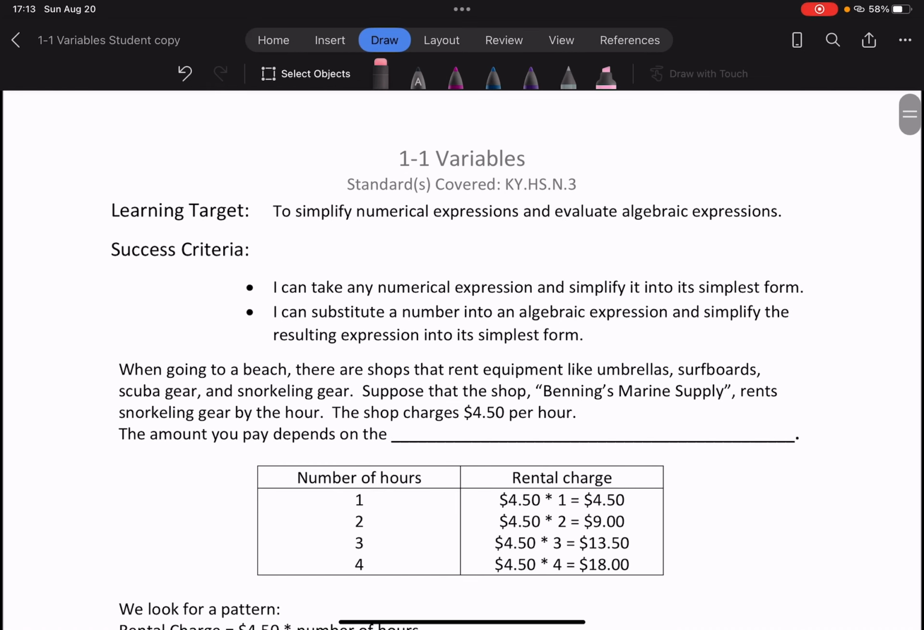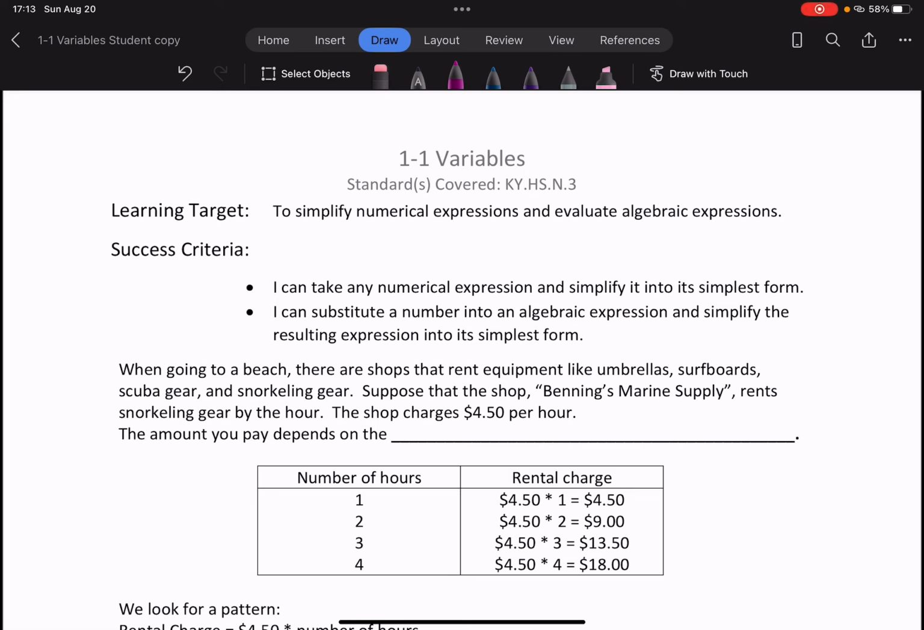Starting off our first section on variables. So, we're going to start to look at simplifying numerical expressions as our learning target. Our success criteria are that I can take numerical expressions and simplify them into their simplest forms, and I can substitute a number into an algebraic expression and simplify the resulting expression into its simplest form.